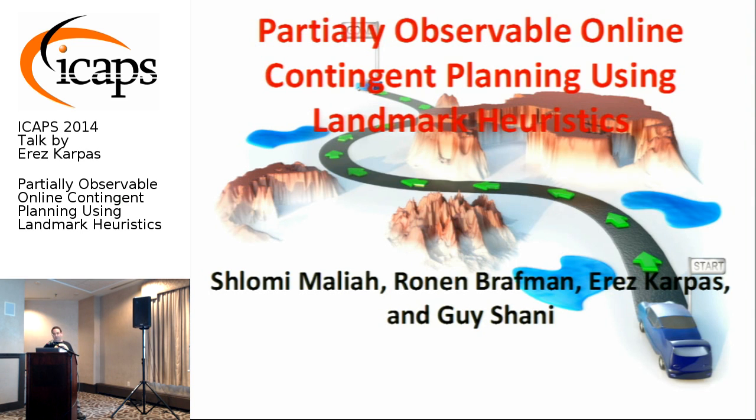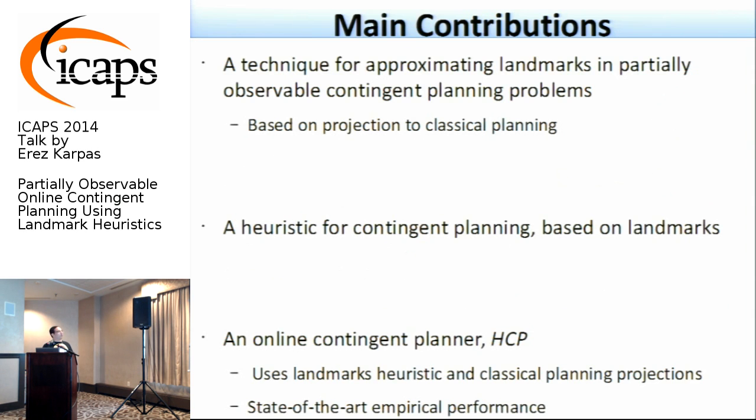And we're basically going to use landmarks in partially observable contingent planning. So to summarize the main contributions of this talk before I go into details, I'm going to show you a technique for approximating landmarks in partially observable contingent planning, and it's going to be based on projections to classical planning. Then I'm going to show you a heuristic for contingent planning, which is based on these landmarks. And I'm going to show you an online planner, which is called the HCP for Heuristic Contingent Planner, which uses this landmark heuristic and classical planning projections and does very well in practice.